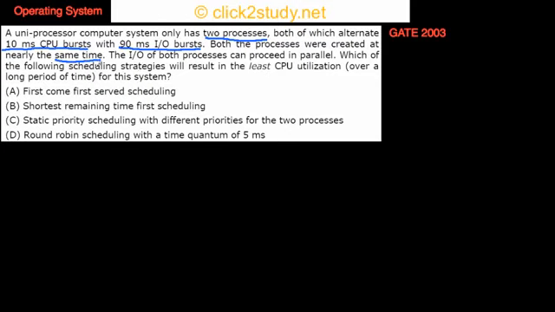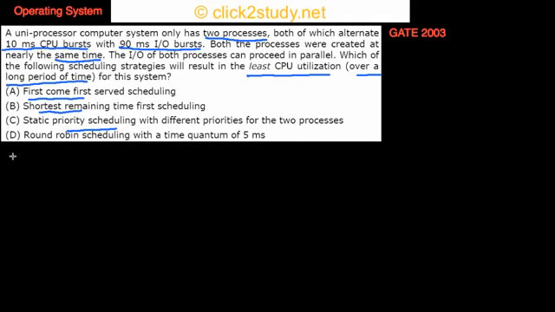And which of the following scheduling strategies will result in least CPU utilization over a long period of time? So you have to tell which of these will give least CPU utilization, and we have first come first serve, shortest remaining time, static priority scheduling. So we'll look one by one at all of these and see what happens.